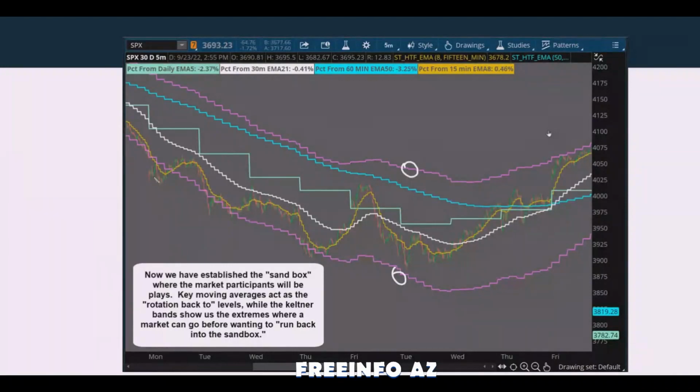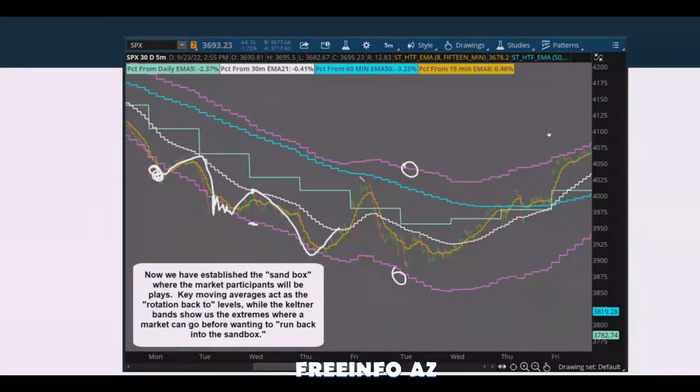And right now you can see we're riding that lower Keltner channel, and then we work our way back to the 21. And we're riding that lower Keltner channel again. We work our way back to that 21 on the 30, right? And again, it's the Keltner channel from the hourly chart, but the 21 on the 30, okay? But nobody looks at that. So that's kind of what we're looking for there.